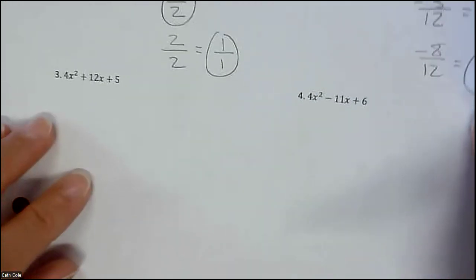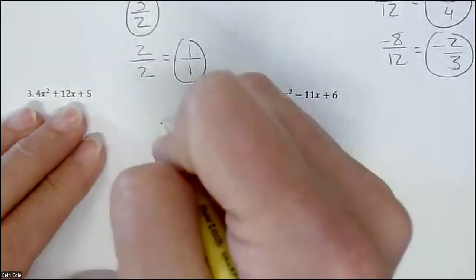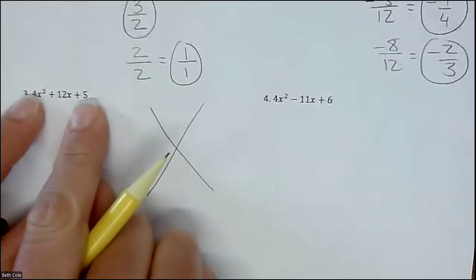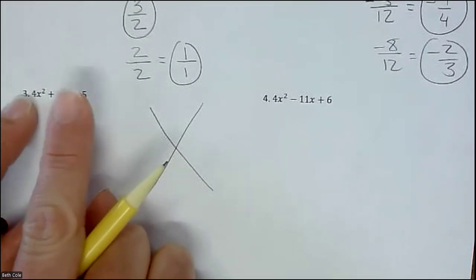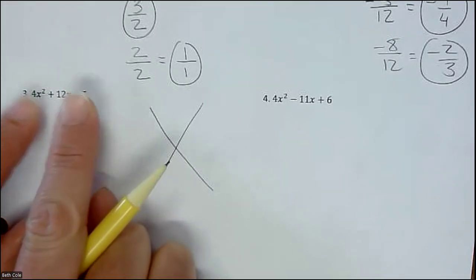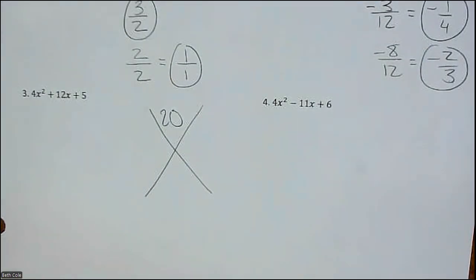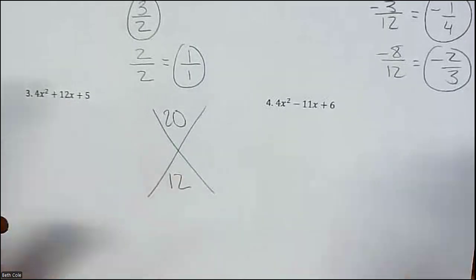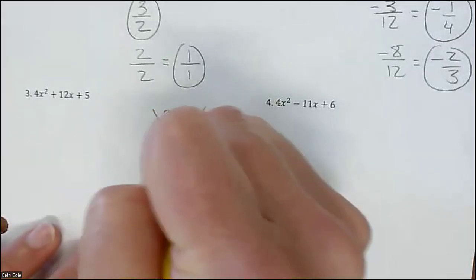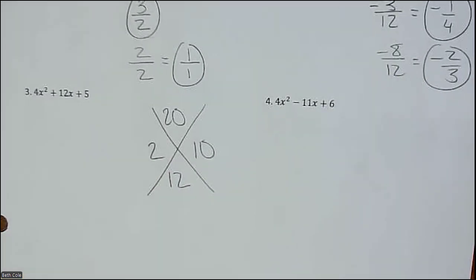Okay. So let's try another one. Draw your X box off to the side. You're going to multiply the first and last number. So 4 times 5 is 20. And 12 goes on the bottom. It's nice because they're all positive. It's always nice when everything's positive. Good, 2 and 10. Nice job.